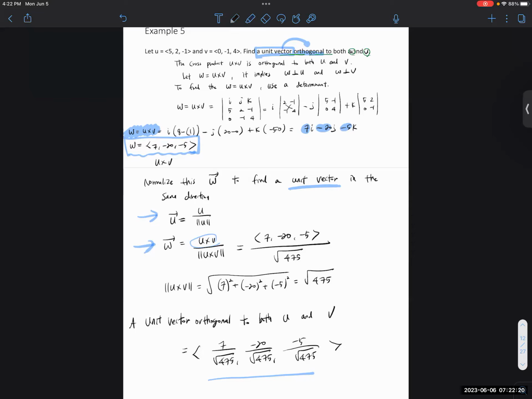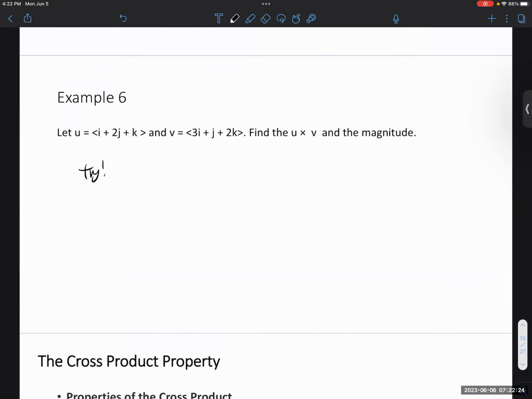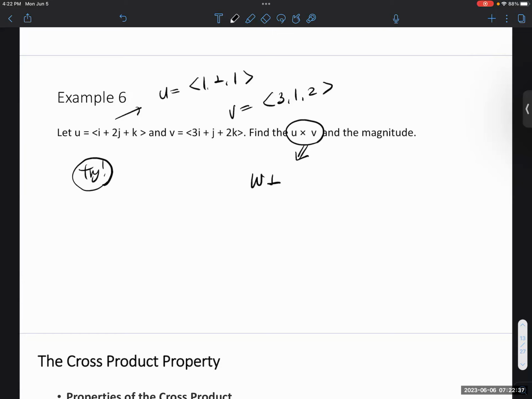Okay, so there's one more example that I can show you, and you can try it. The u vector is given, 1, 2, 1. The v vector is given, 3, 1, 2. You can find u times v, which is the vector orthogonal to u and orthogonal to v. Then you find the magnitude once you find w. Okay, so try this example. It's the same question.